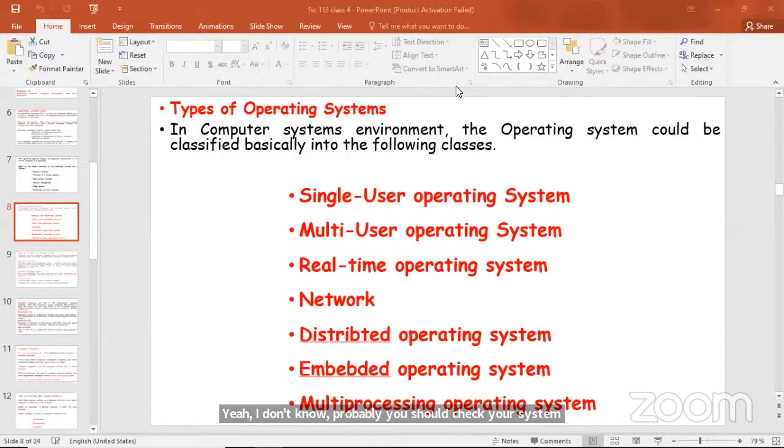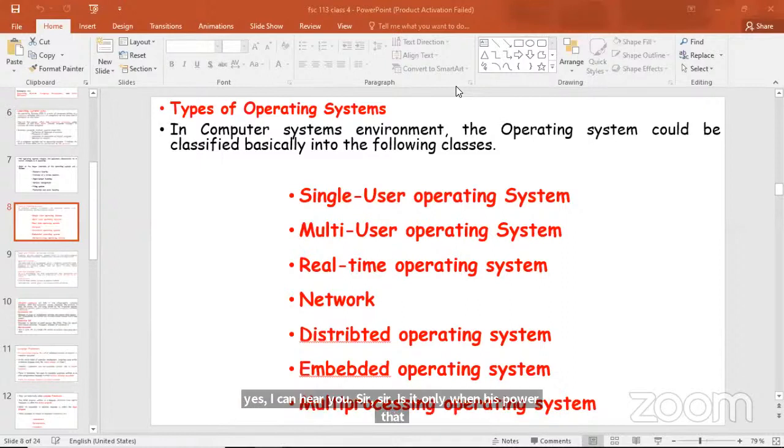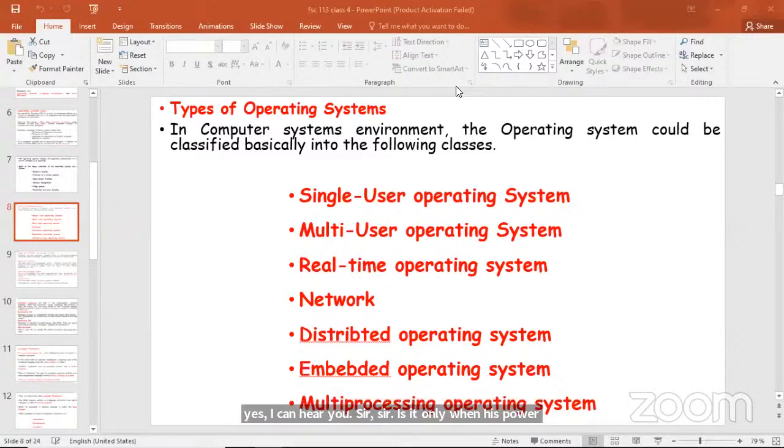Sir, is it only when there's power that software runs on the computer? Yes, please. So once there's power, or let me not say power, you could have a battery stored up. So it can also work when the battery is fully charged.